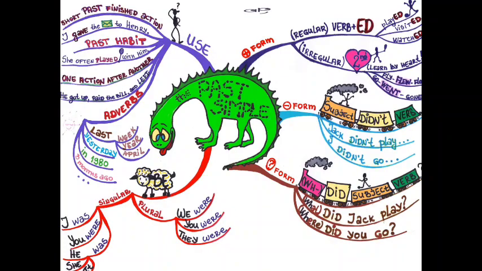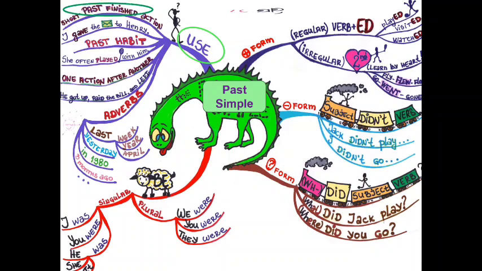Let's recap our lesson about past simple. First, we talk about the use of the past simple. We said that we use it when we talk about a past finished action, like he gave the letter to Henry, or for past habits. For example, she often plays with him, or one action after another. He got up, paid the bill, and left.